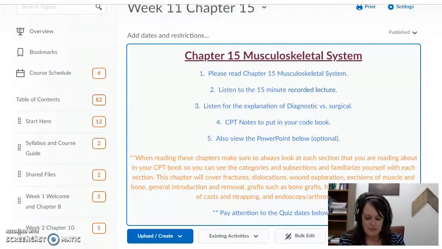If multiple procedures are performed through a scope, they're reported with a modifier 51. You put that most expensive, most intensive one first, and then line the others up underneath that. Bundled into all surgical arthroscopic procedure codes is the diagnostic arthroscopy. That sentence is super important. I'll say it again. Bundled into all surgical arthroscopic procedures is the diagnostic arthroscopic procedure.